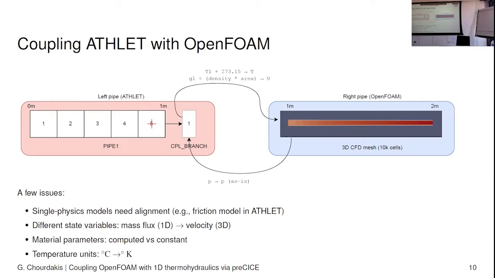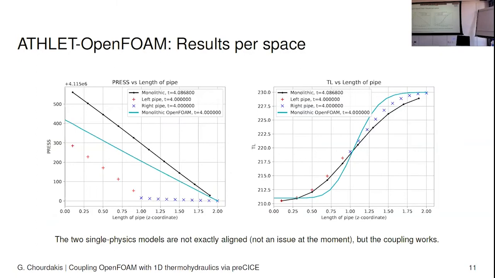Another challenge that we had to understand for a while was that Athlet is simulating a friction coefficient. So we needed to tweak that so that we actually get the same pressure loss in both solvers. And in OpenFOAM, you have parameters that you assume constant, that Athlet is actually computing, since it really has a full thermodynamics representation. Okay, and then trying to construct two single phase cases that do more or less the same thing.